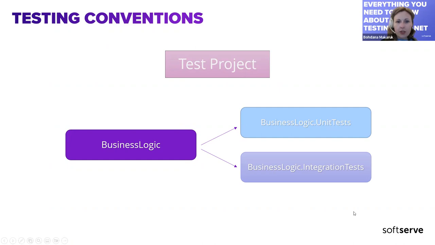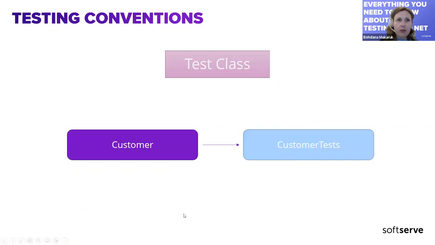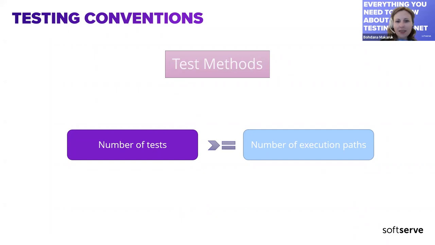Also, in this test project, you need to have a test class for each class in your production code. So if you have a Customer class, we need to have CustomerTests. It's important to have a plural here because it means that our test class will have a couple of methods. Also, for each method in production code, we should have one or more test methods, and the number of tests for that method should be greater or equal to the number of execution paths. We also talk about it during the demo.